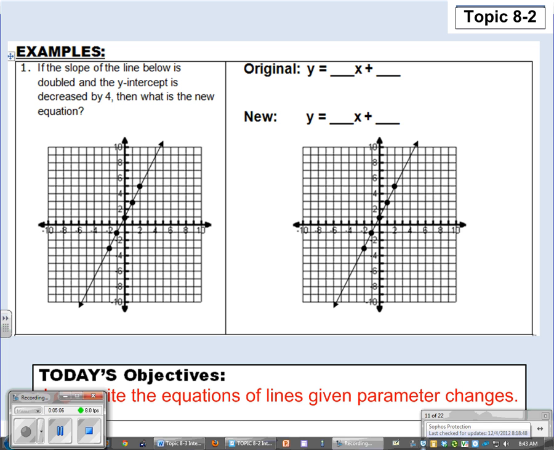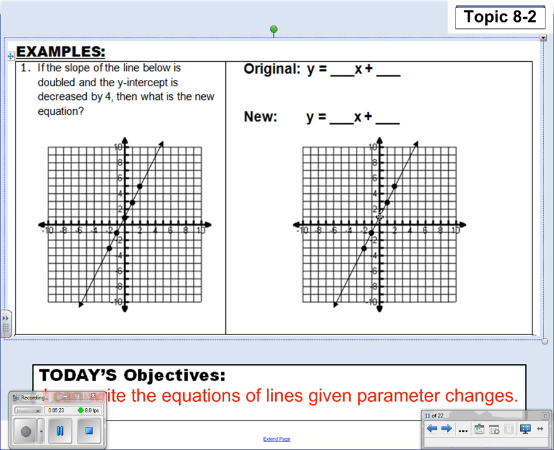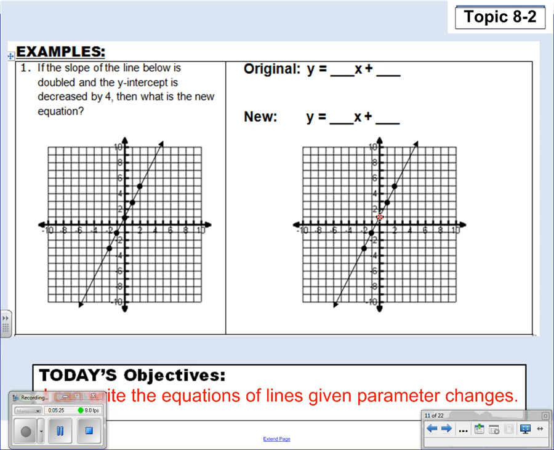Our examples are very similar to yesterday, except now we're given a graph instead of an equation. So from our graph, we need to figure out what our original line is and then come up with our new one. So first, let's start off with the original line. If I look at my original line, you'll see it on both sides. It begins at a positive 1. So I'm starting going up positive 1. So my b is a positive 1.